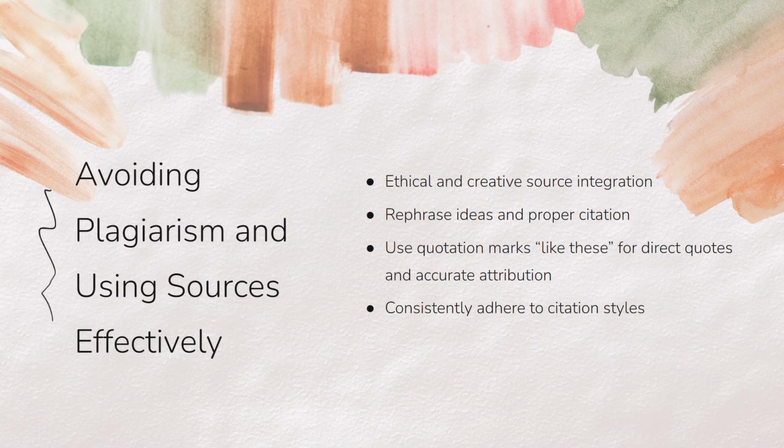Now, let's discuss how to use sources responsibly. Integrating sources is vital for supporting your argument, but it must be done ethically and creatively. To avoid plagiarism, rephrase others' ideas using your own words and give proper credit through citations. For direct quotes, use quotation marks and ensure accurate attribution. Consistently adhere to the appropriate citation style, such as Chicago, APA, or MLA, throughout your paper.